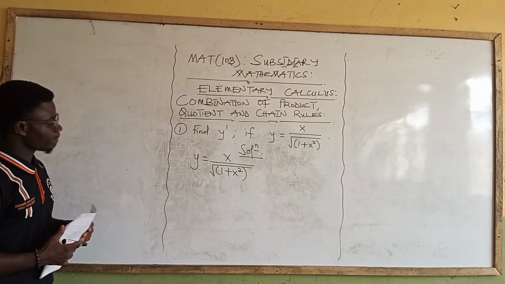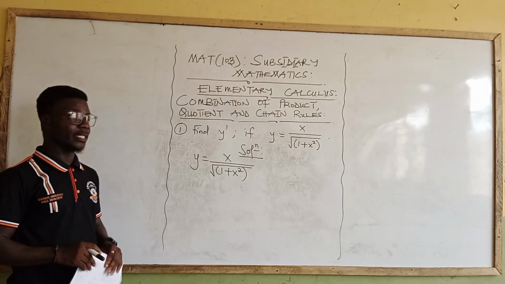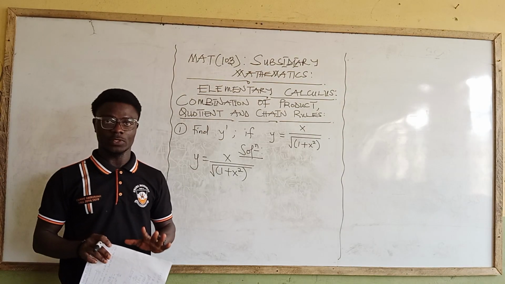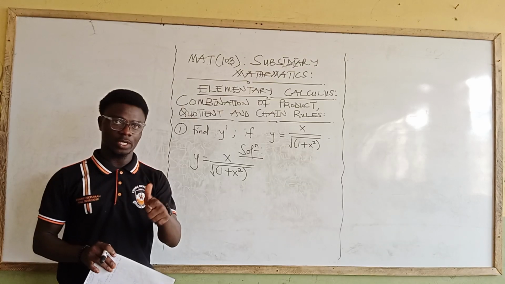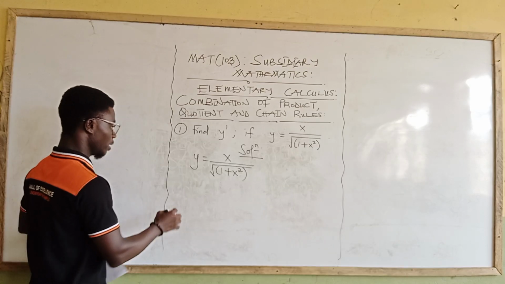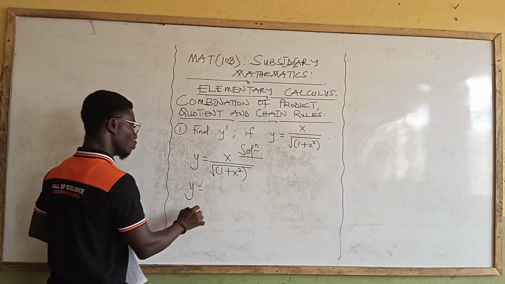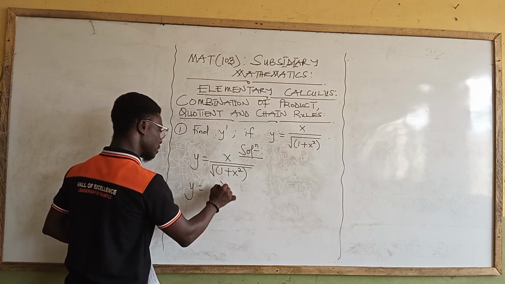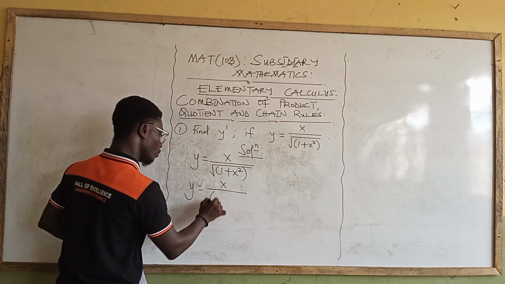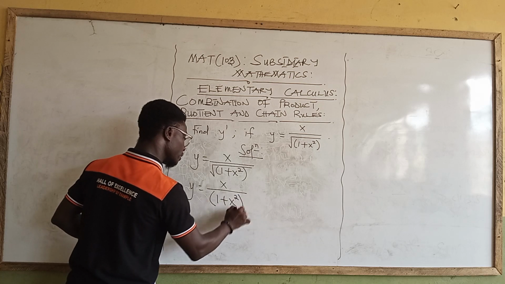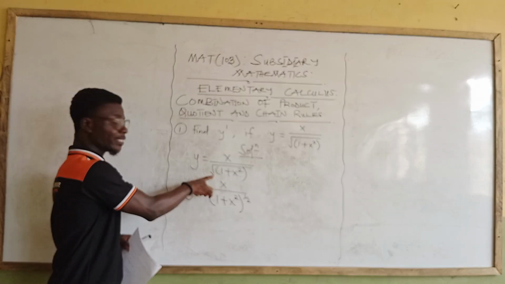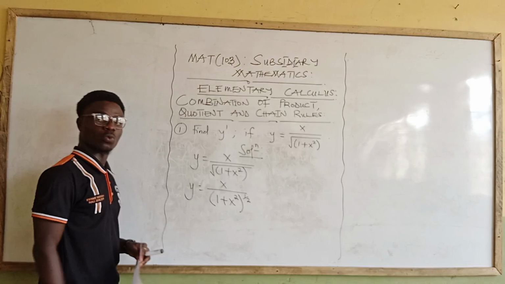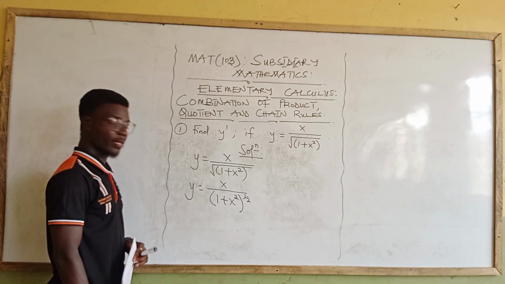So now let's see. We have to break it down. In calculus, take your time. It's not difficult to take your time and work it out properly. You get it? Alright, so our y must be equal to x over (1 plus x squared) to the exponent half. I can write this square root as the exponent one half.